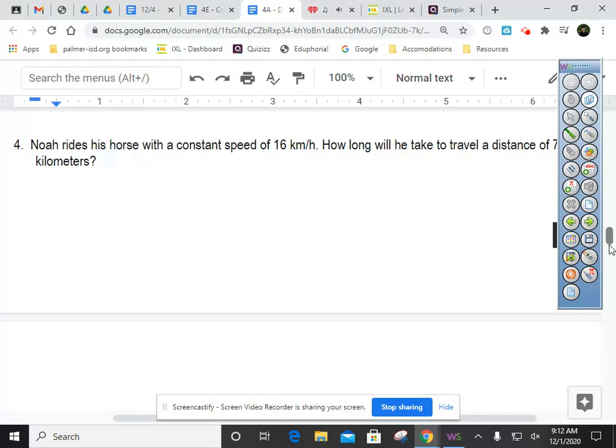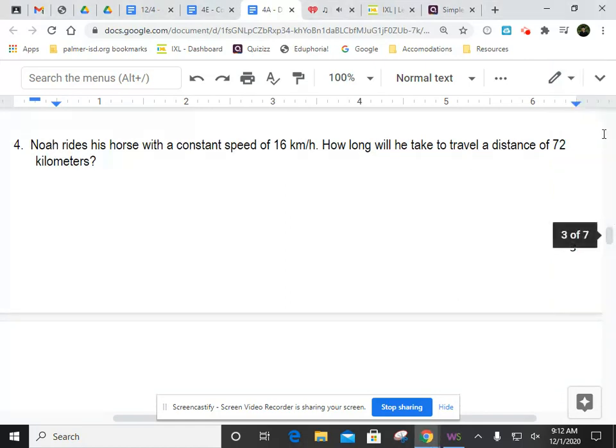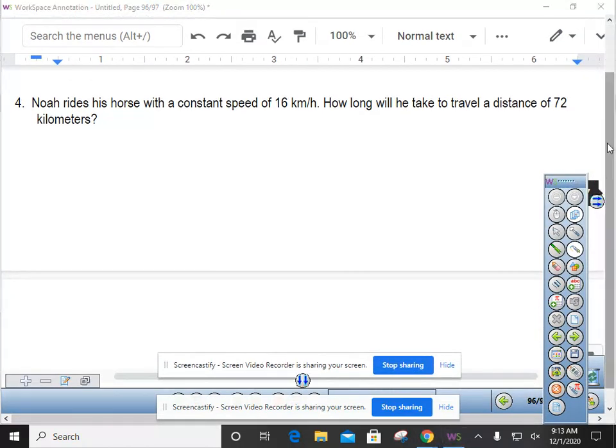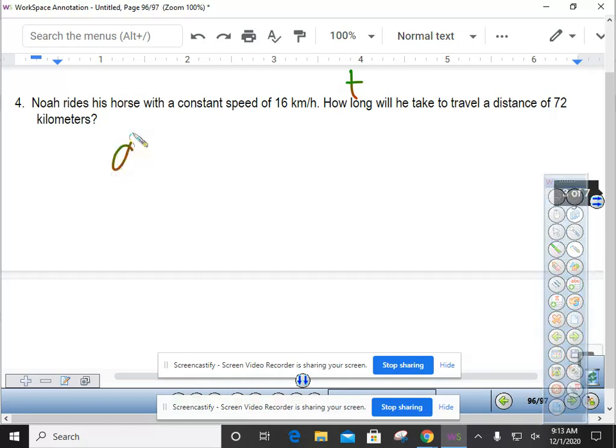Noah rides his horse with a constant speed of 16 kilometers per hour. How long will it take to travel the distance of 72 kilometers? What is it asking you for? The time. Well, read. What's the formula? D equals RT. What is the distance that it's asking you about? 72 kilometers. What is the rate? 16.